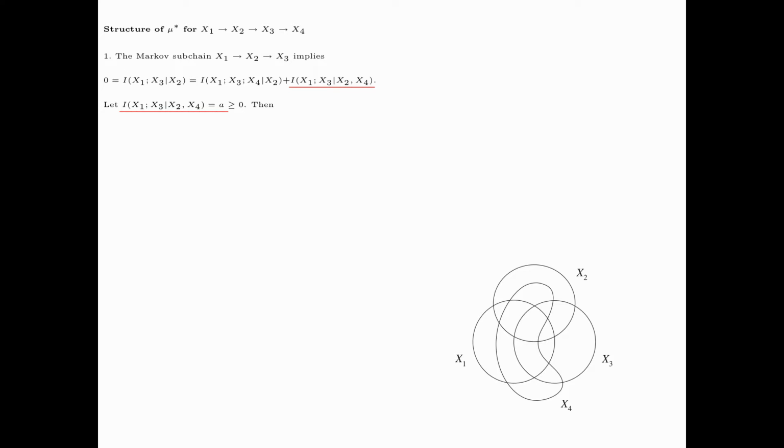Now let the second term on the right-hand side, which is a conditional mutual information, be equal to A, which is non-negative. Then, the value of the first term on the right-hand side must be equal to minus A because they add up to 0. This is shown in the information diagram.